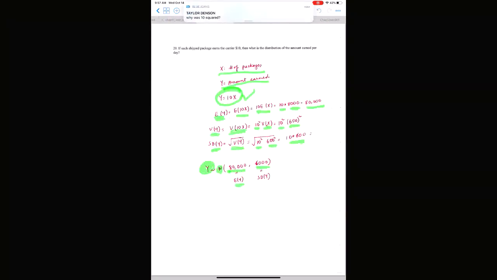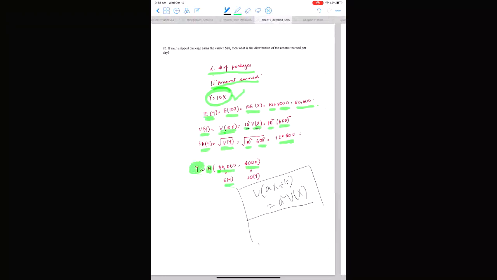Why was it 10 squared? Because what is the variance of ax plus b? Can you remind me? What did we learn in chapter 9? It is a squared times the variance of x. That's right. That is why the variance of 10x is 10 squared times the variance of x. It follows from something which we did in chapter 9. All right. So that's how we did this. If you have questions, please ask immediately.